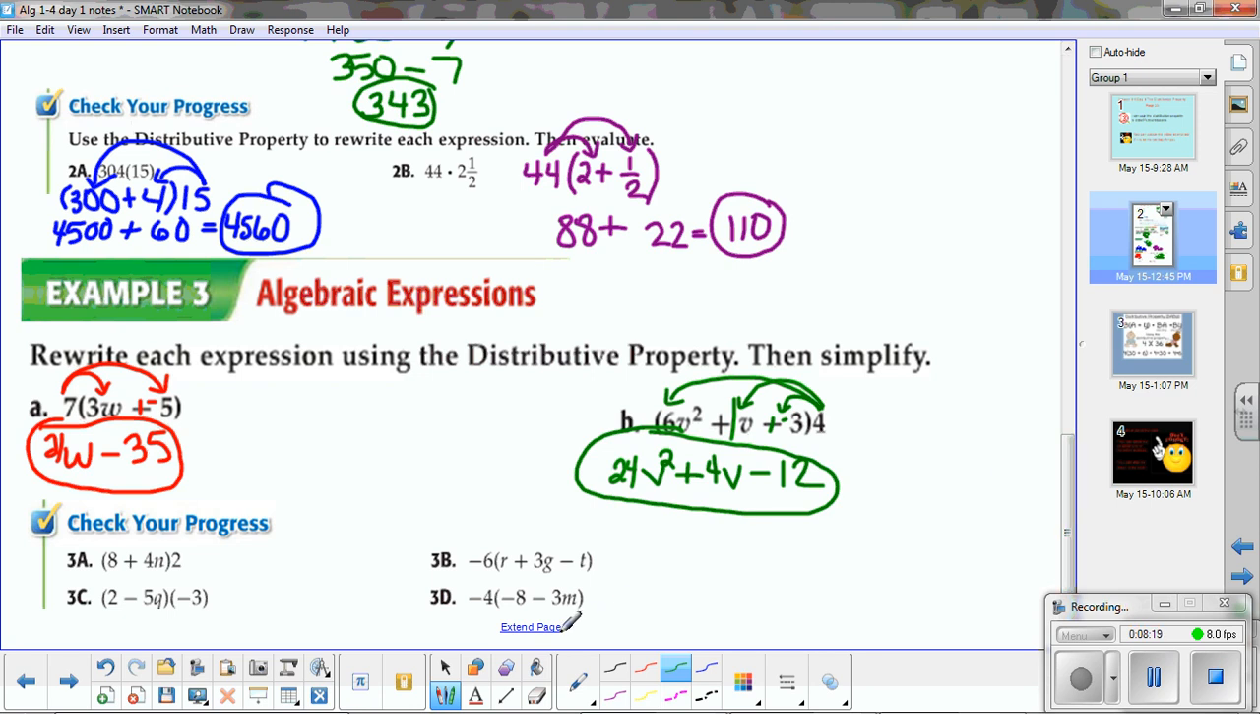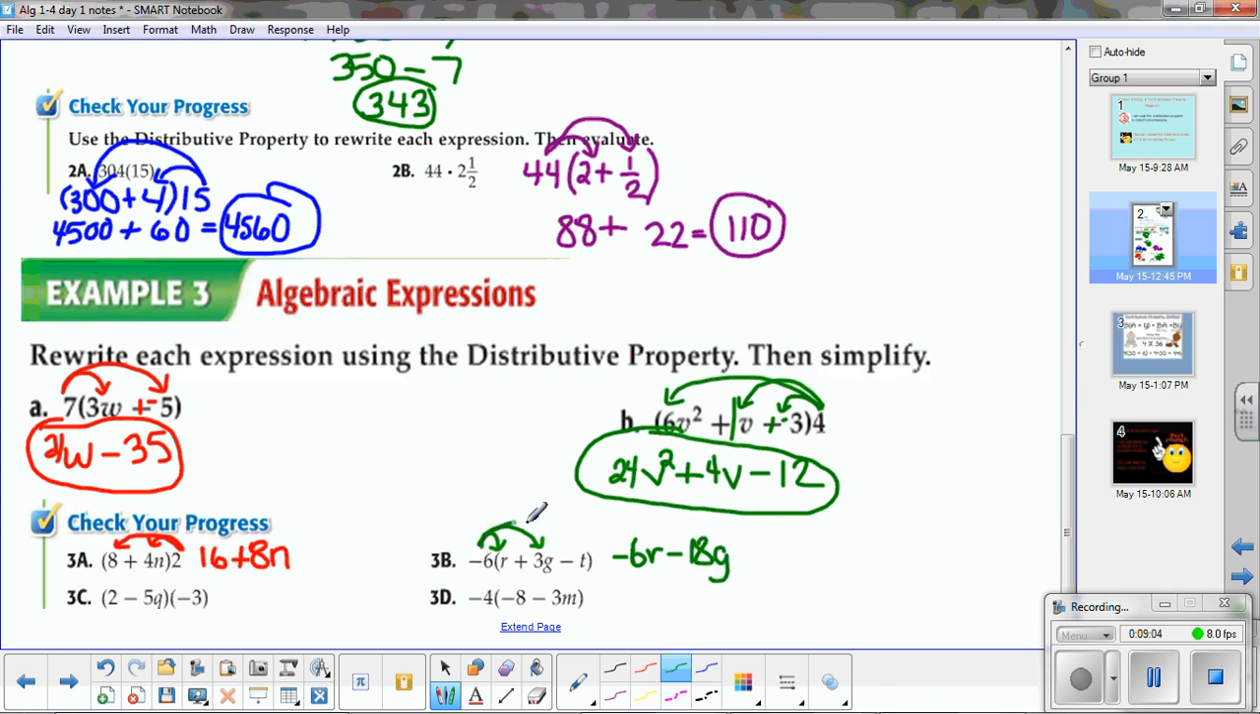If you want, you could pause the video right now and try these on your own. 2 times 8 is 16. And 2 times a positive 4n is a positive 8n, so plus 8n. Negative 6 times r is negative 6r. Negative 6 times a positive 3g, that's going to be a negative 18g, so minus 18g, since it was negative.